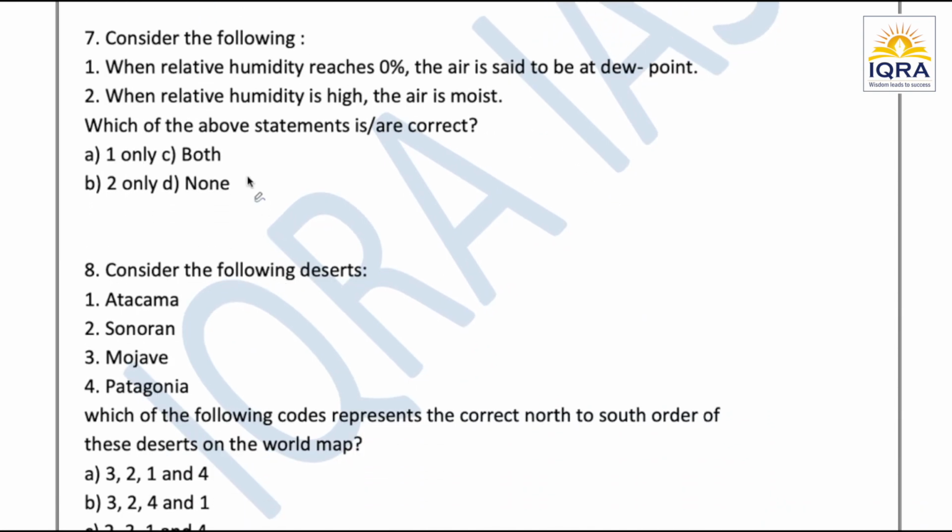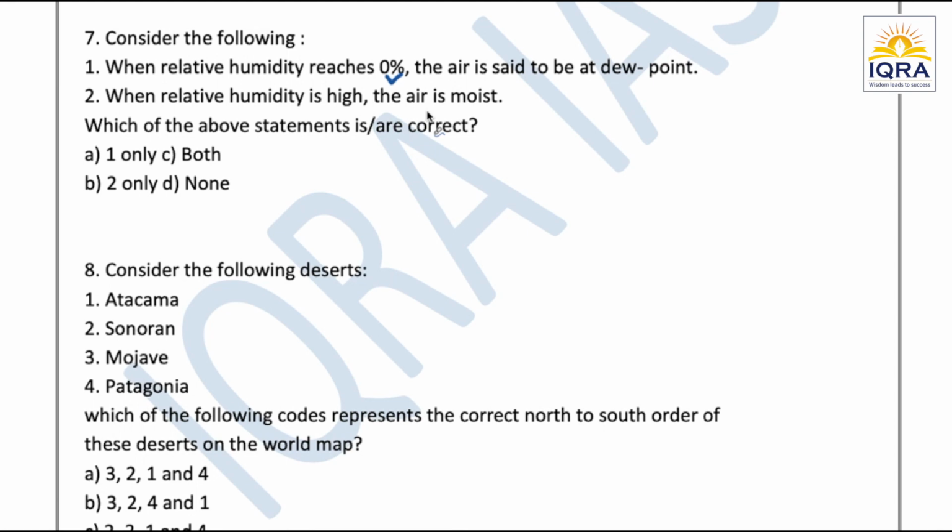Consider the following. When relative humidity reaches 0%, the air is said to be at dew point. Statement 2 says when relative humidity is high, the air is moist. Okay. So to address this question, I'd like to make you understand कि humidity और dew point क्या होते हैं. See, humidity is a very simple concept. It is the percentage of amount of water present in the air. And humidity depends on the temperature of the air.